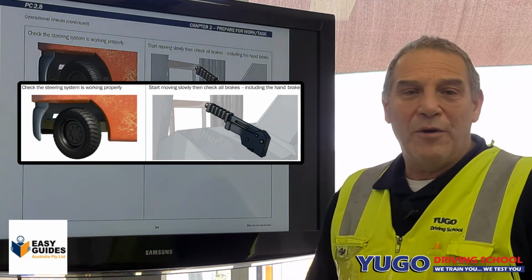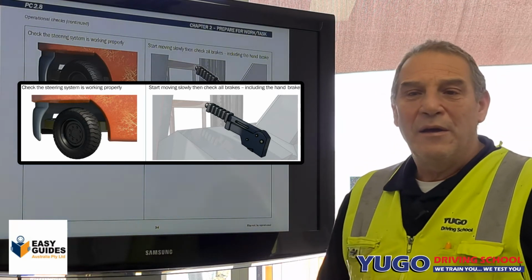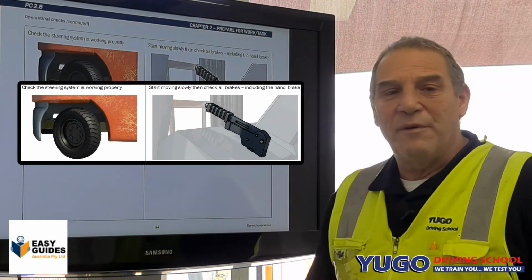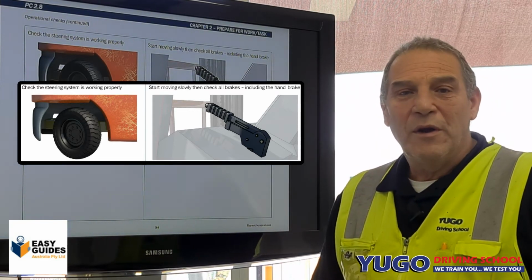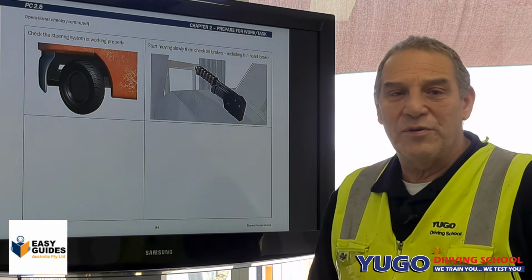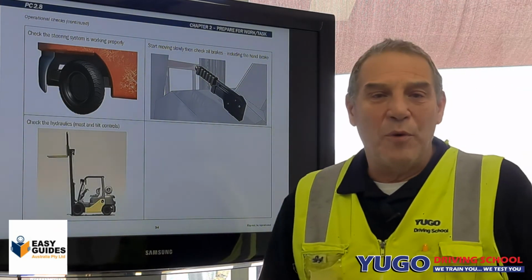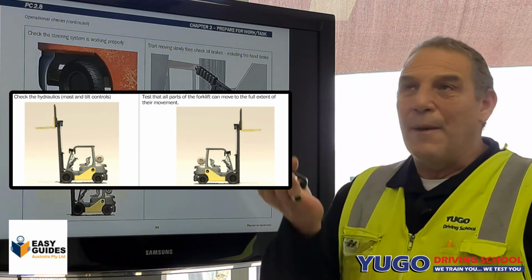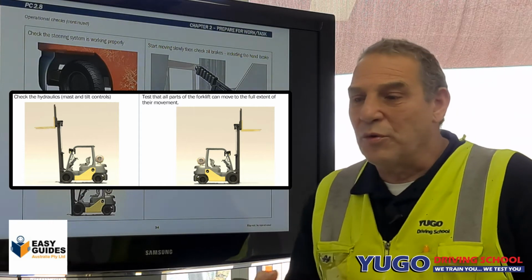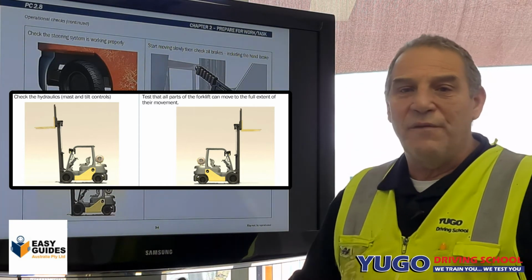Put your handbrake on, put your foot on the foot brake, put your truck in gear, and see if it moves. If it doesn't move, your handbrake's working. Repeat the same process in reverse. Check the forks are working on your forklift. The mast goes all the way up, comes down, tilts all the way forwards, tilts all the way backwards. Use your side shift, left and right.